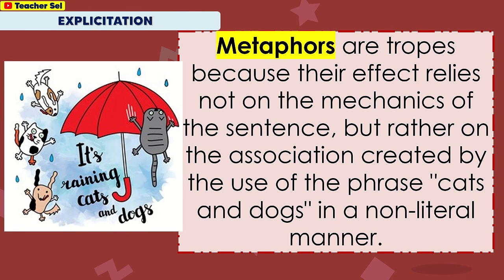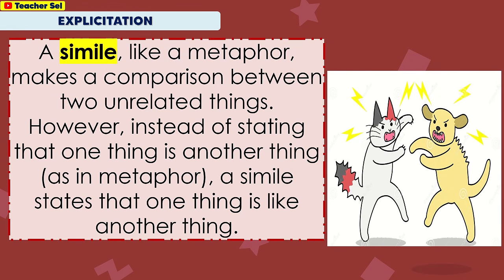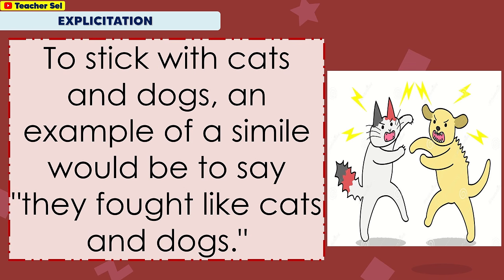Metaphors are tropes because their effect relies not on the mechanics of the sentence, but rather on the association created by the use of the phrase cats and dogs in a non-literal manner. A simile, like a metaphor, makes a comparison between two unrelated things. However, instead of stating that one thing is another thing, as in metaphor, a simile states that one thing is like another thing. To stick with cats and dogs, an example of a simile would be to say, they fought like cats and dogs.